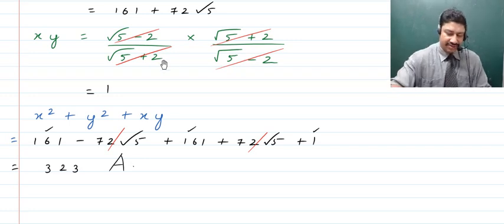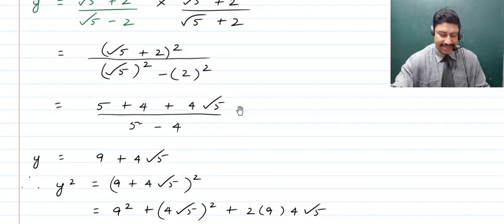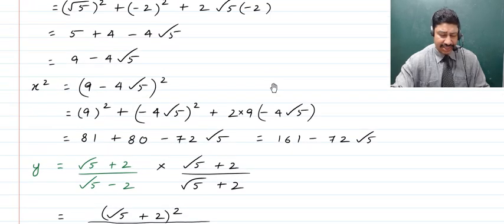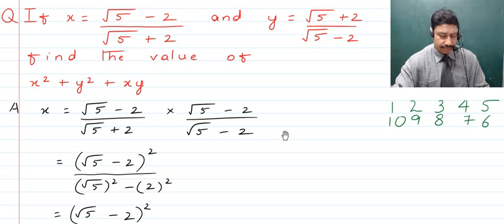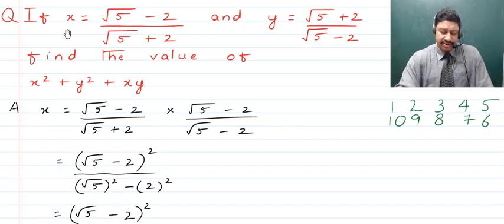Okay children, so all of this that I discussed, I will quickly discuss with you, so that if you have any doubt in any step, all of that will now get removed. Now children, in the question you've been given here, x is equal to root 5 minus 2 divided by root 5 plus 2. And you've been given the value of y to be root 5 plus 2 divided by root 5 minus 2. And you have to find out the value of x square plus y square plus xy.